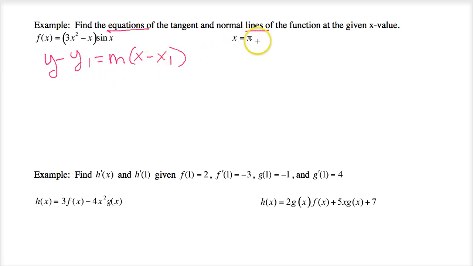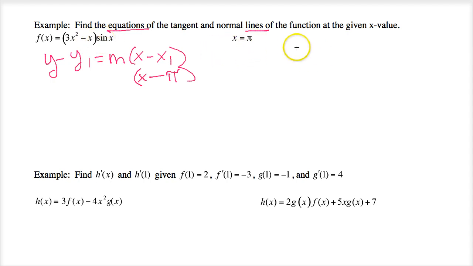So the very first thing is like, hey, look, they gave us x. So this right here, I've already solved, becomes x minus pi. Question is, what's m and what's y1? To find y1, all you do is plug the x, right here, into the original equation to find y. Remember, that's the definition of an equation or a function. I plug in an x and I get a y.